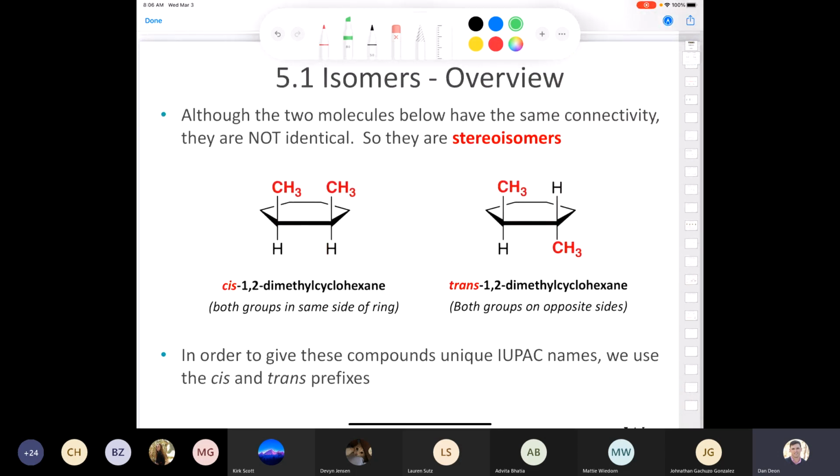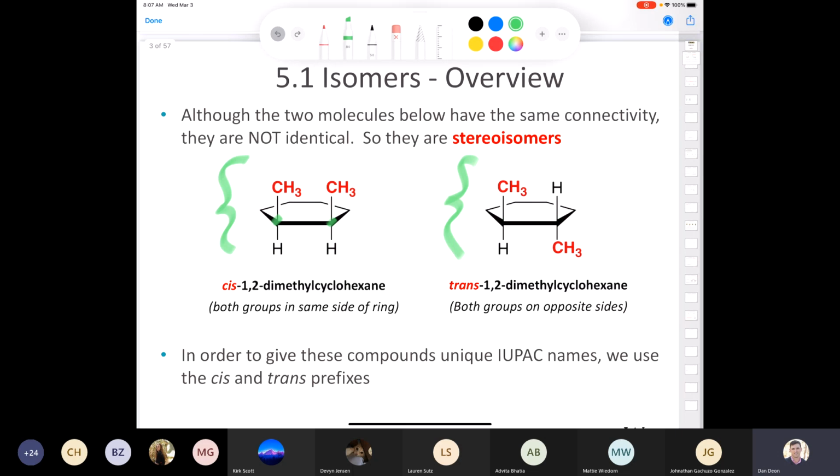So if we take a look at an example of stereoisomers, we have these two 1,2-dimethylcyclohexane derivatives. They both have the same connectivity, but they're not identical molecules, are they? Now, if we examine both of these molecules, you can see that we have a 6-membered ring. Okay, we have a methyl group on 2 different carbons that are adjacent to one another.